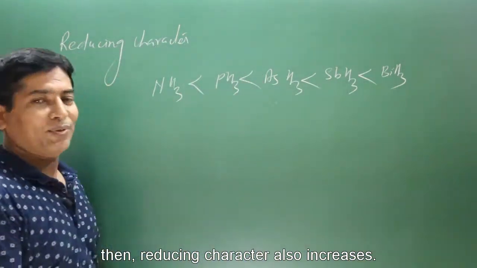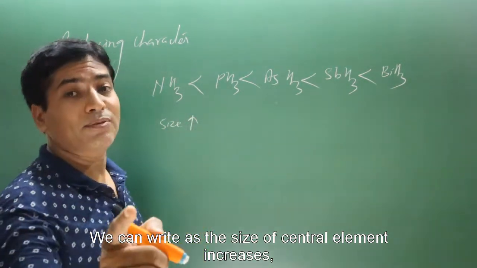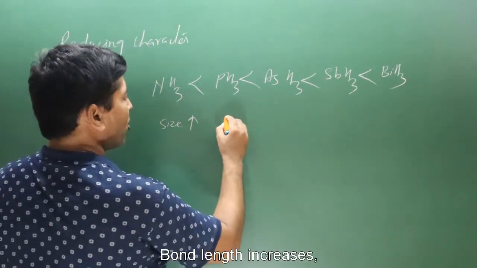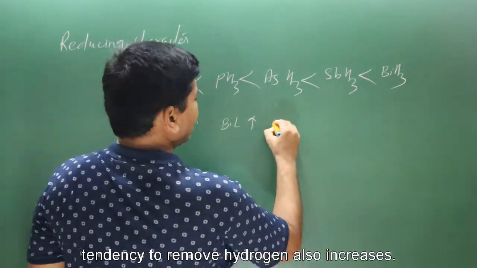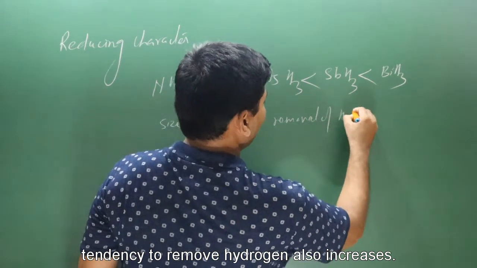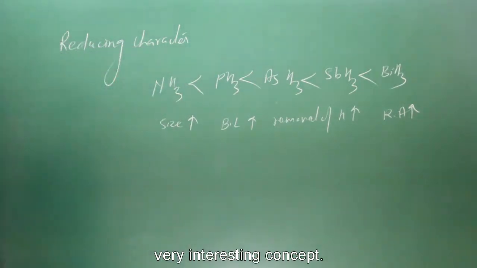We can write: as the size of the central element increases, bond length increases, the tendency for removal of hydrogen also increases, and reducing character also increases. Very interesting concept.